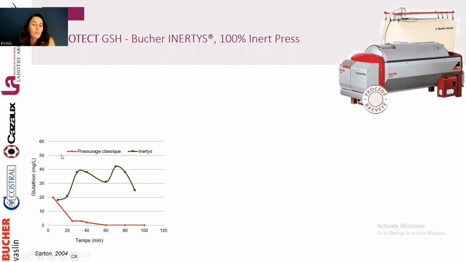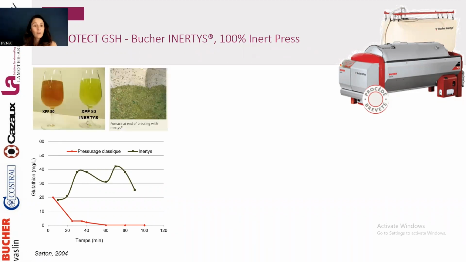But the first one, since I'm talking about glutathione, is to preserve the glutathione. Here we are talking about a trial with the same press, just one time we plugged it to the nitrogen bag, one time we didn't. In the classic press, as you can see, really quickly we lose all our glutathione. It's fully consumed. It's the red line here. While the inert press, the Inertis press, is actually maintaining a high content of glutathione. As a result, in color, we can see it's very impressive.